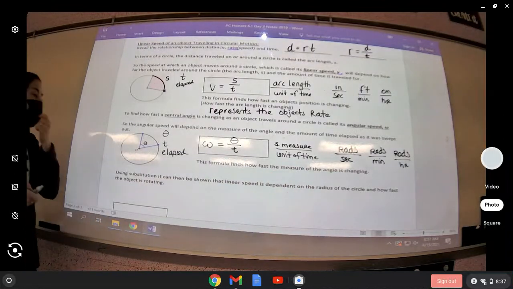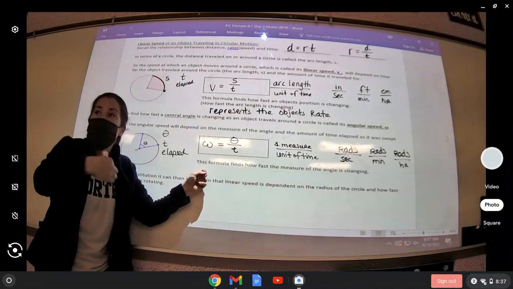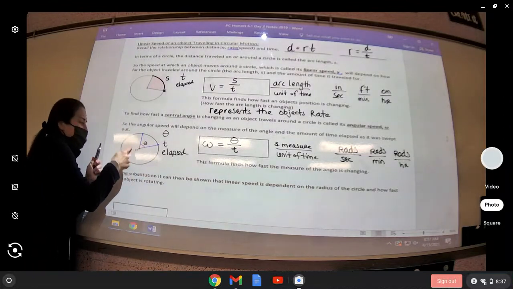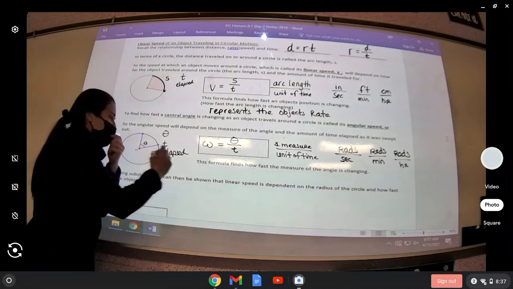So this is calculating, basically, guys, a rotational speed. How fast is something opening? How fast is something rotating?